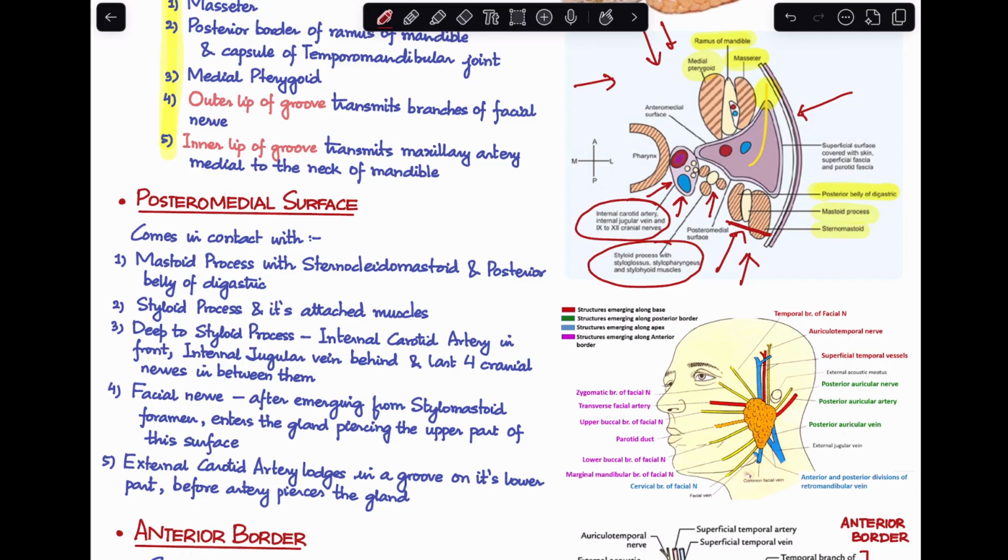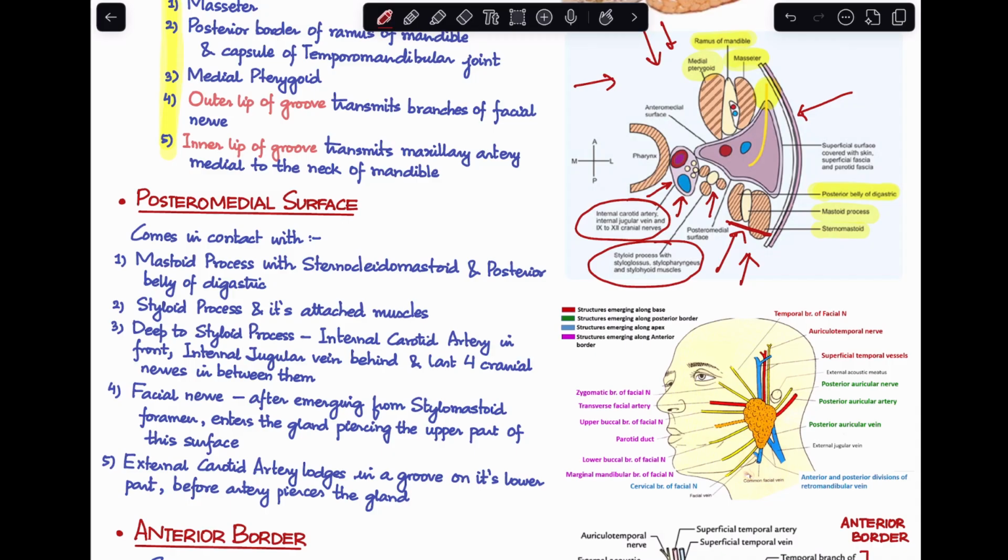Other than this, we also have the facial nerve, which is not seen in the image over here. After the facial nerve emerges from the stylomastoid foramen, it enters the gland in this surface. Last of all, the external carotid artery, it lodges in a groove in its lower part before the artery pierces the gland to enter it. So these are all the relations of the posteromedial surface.